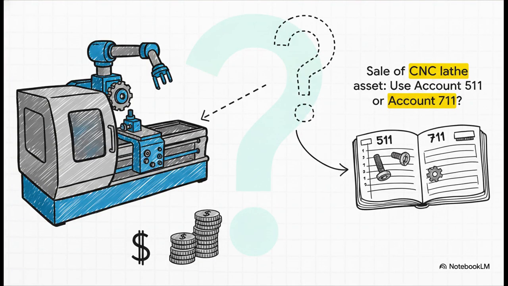Scenario 1. Imagine Salviat Company, a mechanical manufacturing firm, is selling off an old CNC lathe. The machine cost $800 million. They've already depreciated $600 million, and they're selling it for $250 million. First question for you. Which revenue account should capture this sale? Normal revenue account 511 or other income account 711?